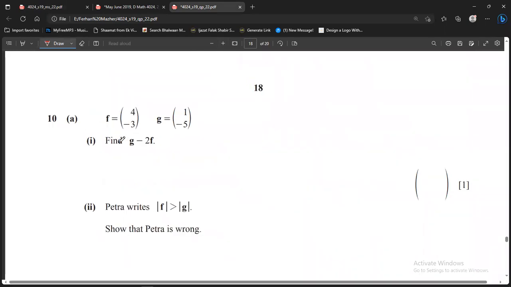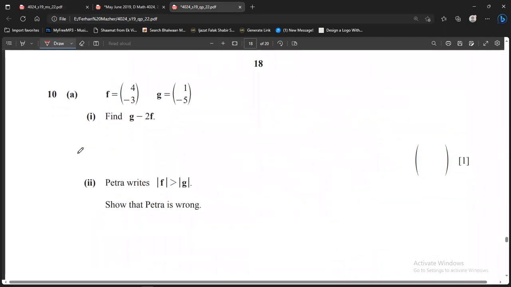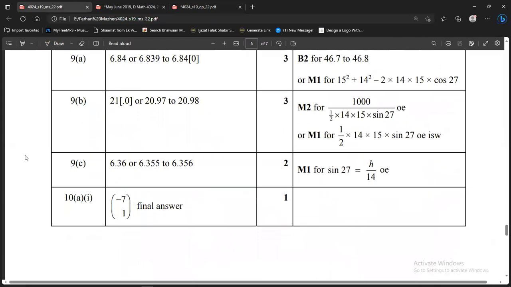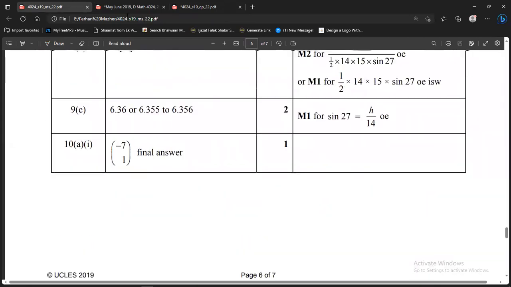Okay, so we are going to the next question, and the next question coming up on your screen is question number 10. He says A part, F is given in a column vector 4, minus 3. G is given in a column vector 1, minus 5. Find G minus 2F. Very simple, straightforward, easy question. So we will have 1, 5 minus 2, 4, minus 3. So it will be 1, 5 minus 8, minus 6. 1 minus 8 is minus 7. 5 minus 6 is 11.